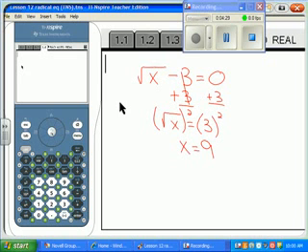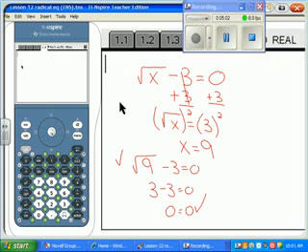Your last step is to do what? Check. Now we checked it graphically. We know it's the right solution, but you can also check it by plugging in. Substitution. Okay, so we get the square root of 9 minus 3 equals 0. Square root of 9 is 3, so we get 3 minus 3 equals 0. 0 equals 0. So it checks.